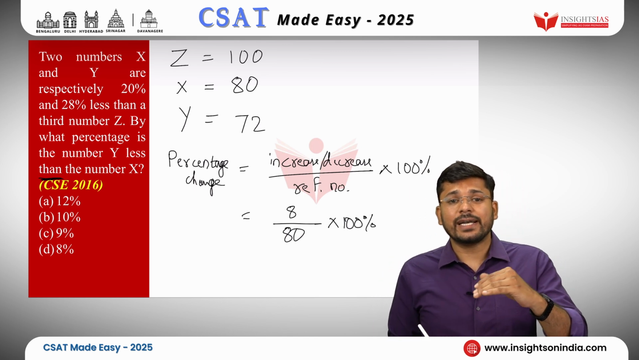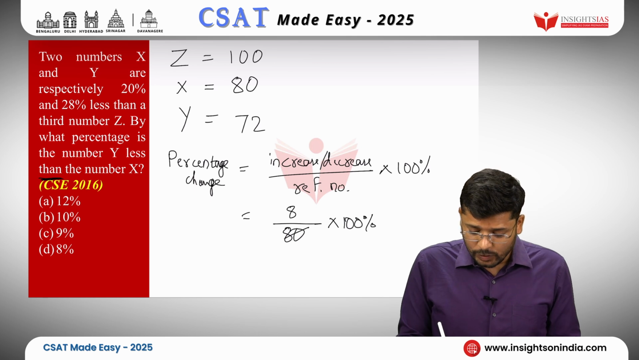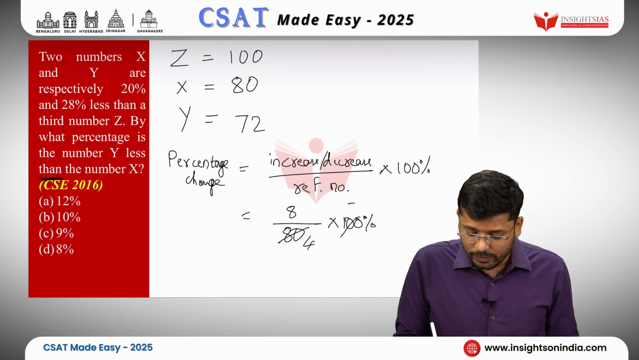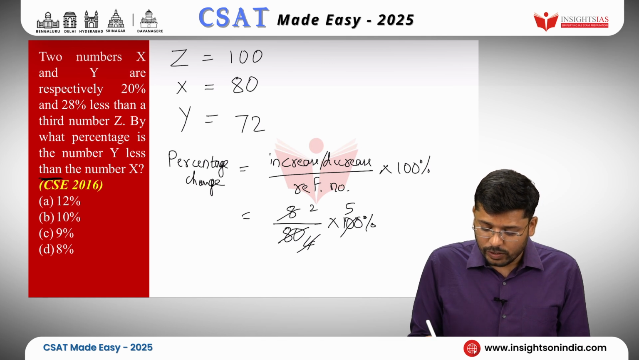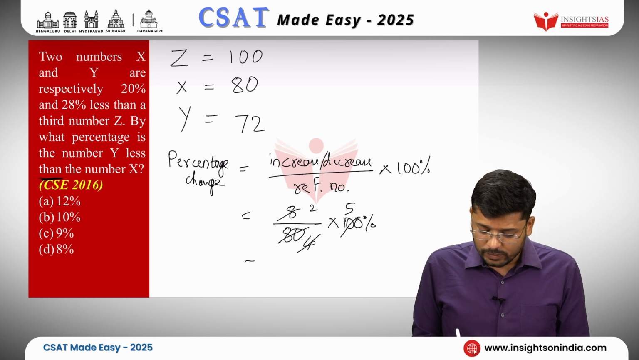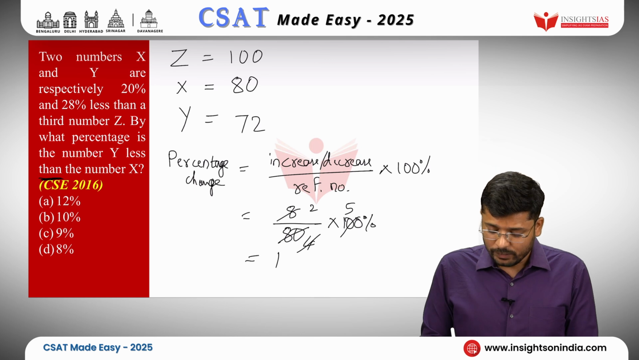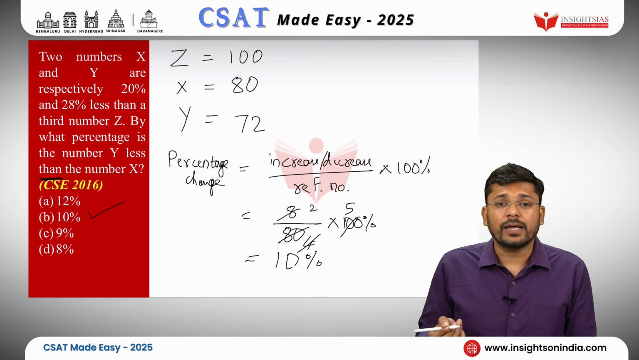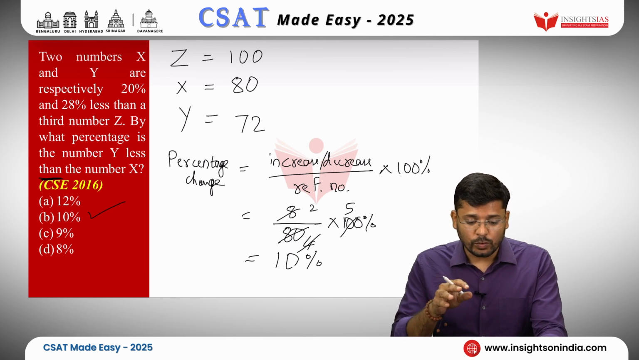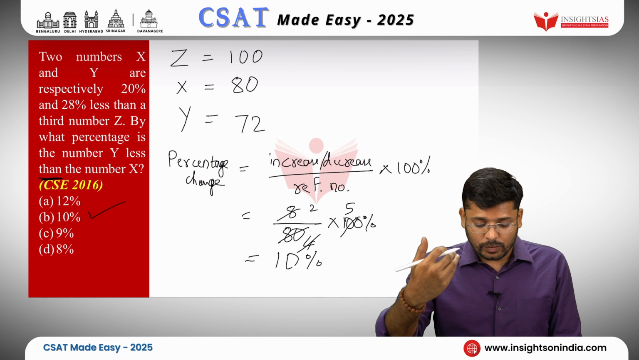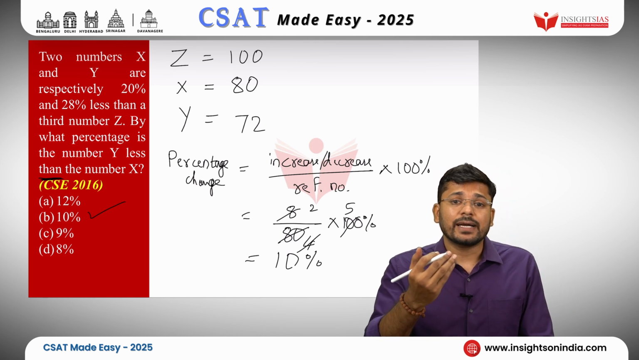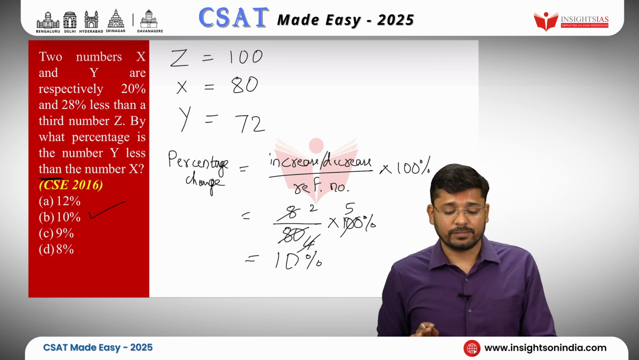We know that 20 divides both 80 and 100. 20 into 4 is 80 and 20 into 5 is 100, and 4 divides 8. 4 into 2 is 8. So we are left with 2 into 5, that is 10%. So the answer is option B, 10%. So in this context, 72 is 10% less than 80.